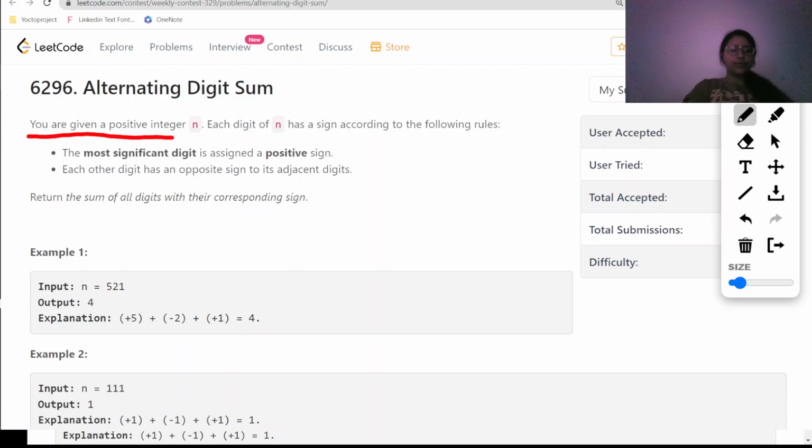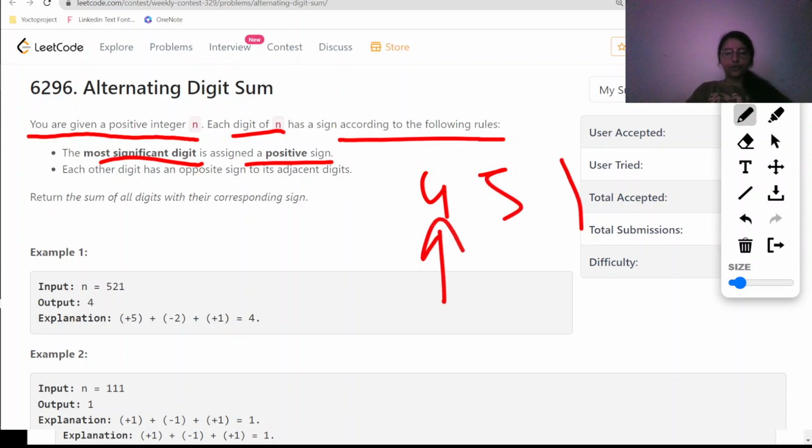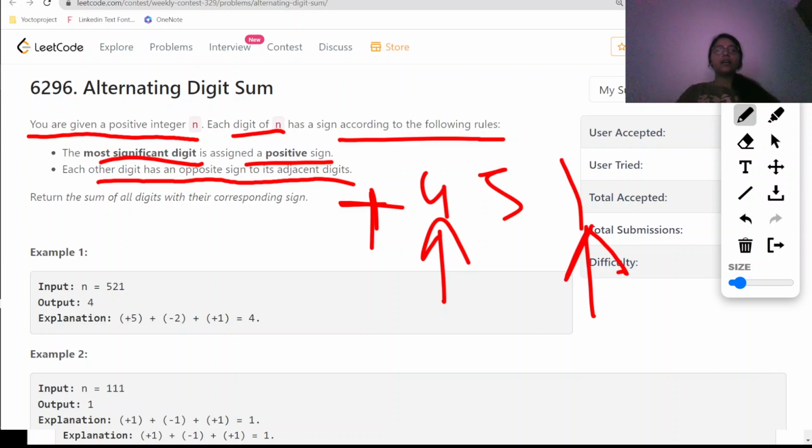You are given a positive integer n. Each digit of n has a sign according to the following rule. The most significant digit is assigned a positive sign. So basically the most significant digit here is 4 and the least significant digit here is 1. So here the most significant digit is assigned a positive sign. And each other digit has an opposite sign to its adjacent digit.